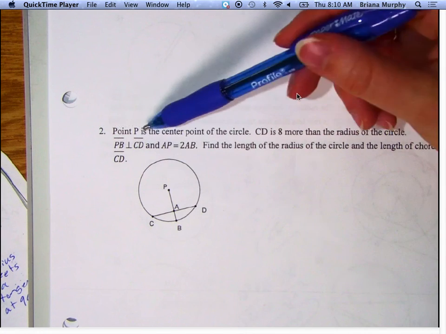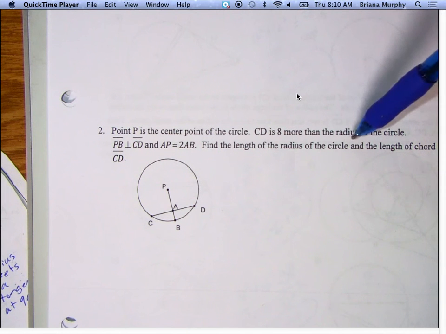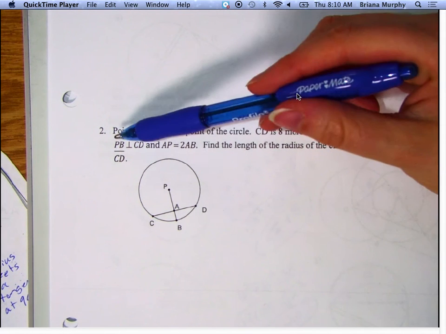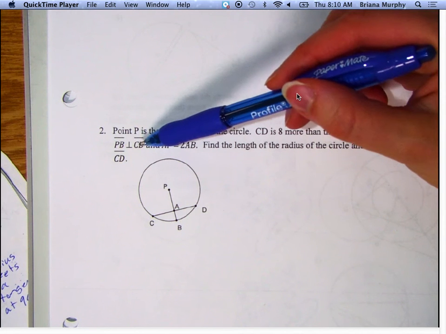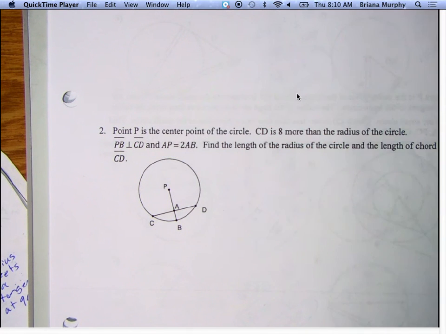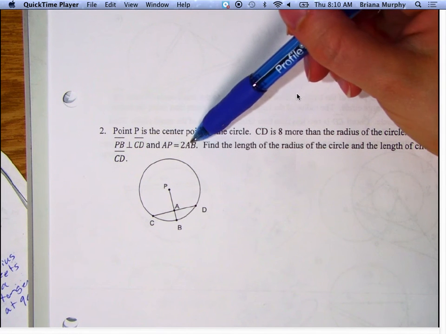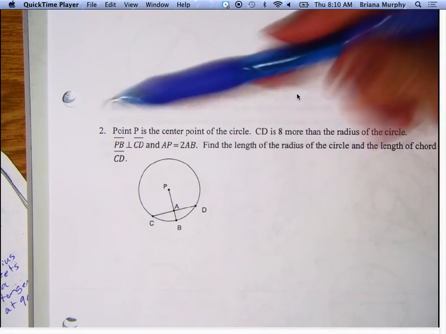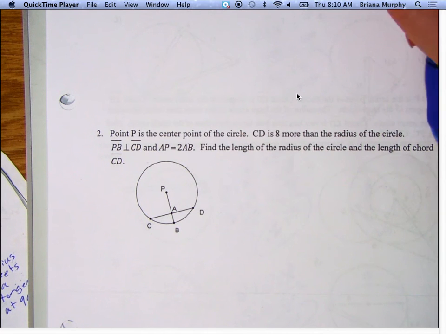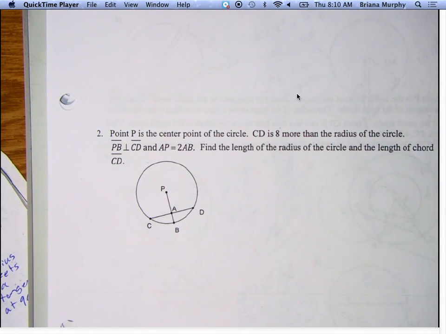All right, point B, P is the center of the circle. CD is 8 more than the radius of the circle. PB is perpendicular to CD. So perpendicular means it's what kind of angle? 90 degrees, right angle again. And AP equals 2 times AB. Find the length of the radius and the length of the chord CD. So once you find the radius, you should just be able to add 8 to it, and you get CD. Okay? Remember, I just talked about a right angle, so you're going to be using Pythagorean theorem again. Okay?